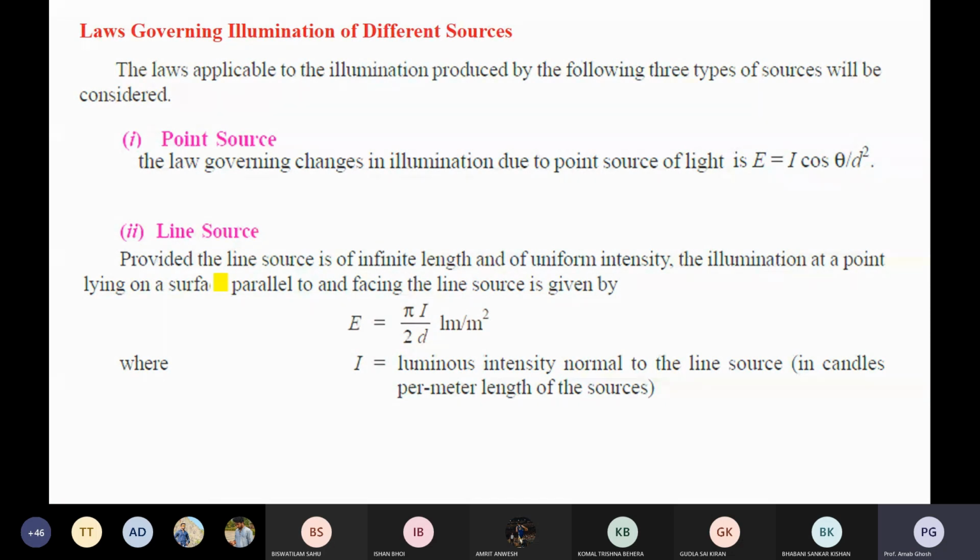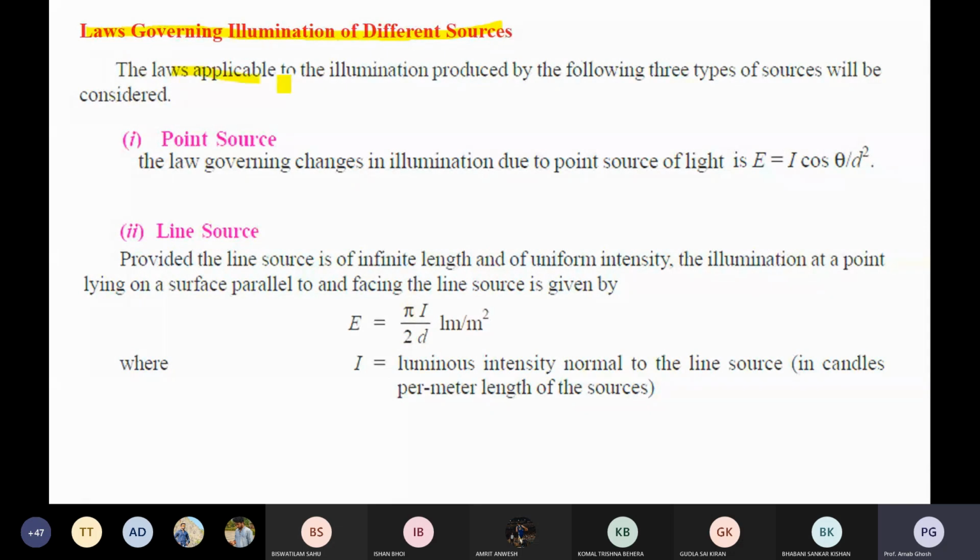Based on the source, your mathematical calculations may be different. Basically you have to consider some multiplications with it, so it will automatically be converted. So the first topic is the laws governing illumination for different sources. The law is applicable to the illumination produced by the following three types of sources.